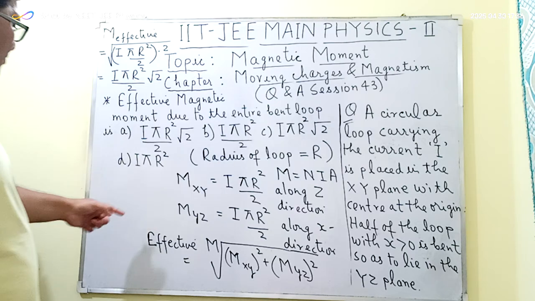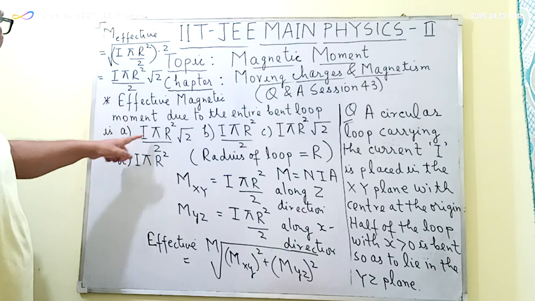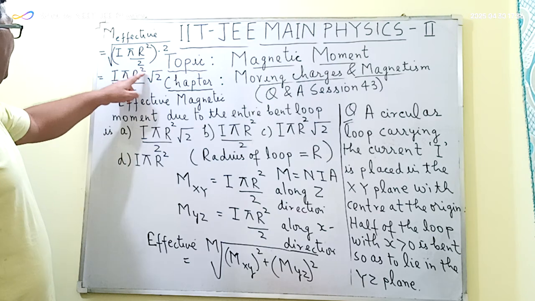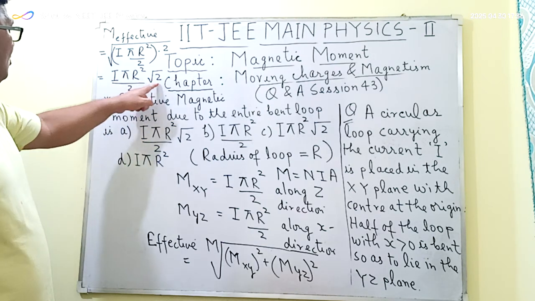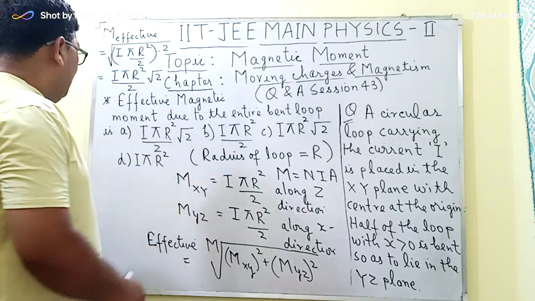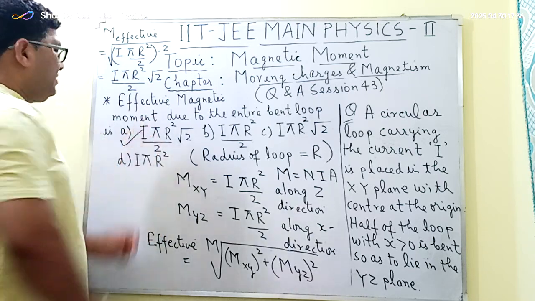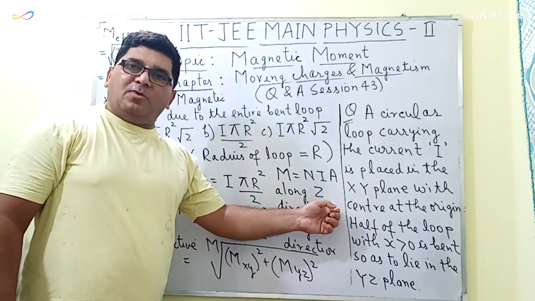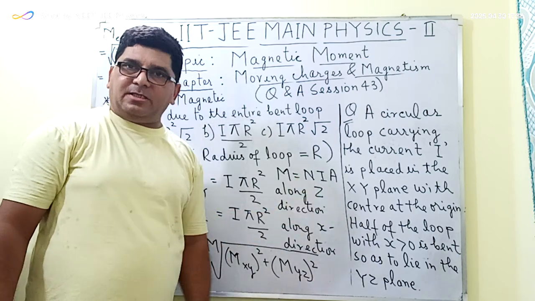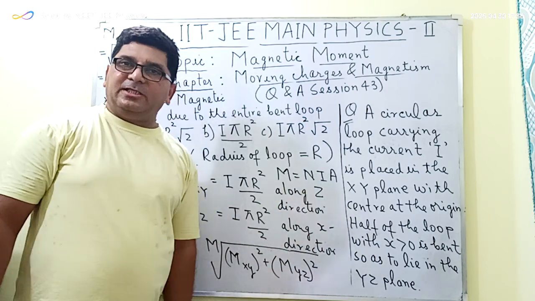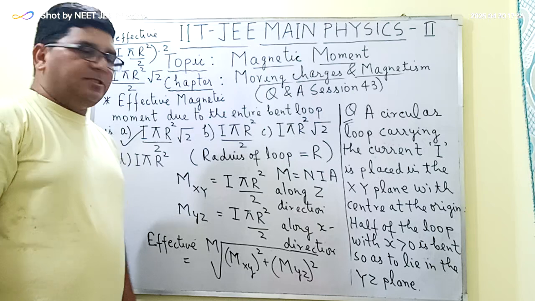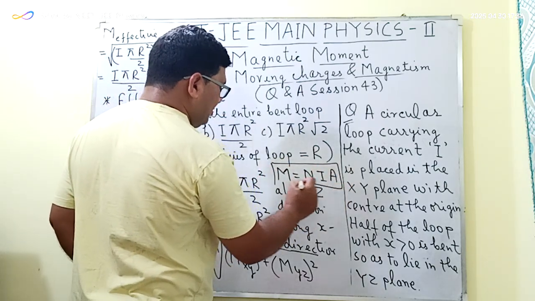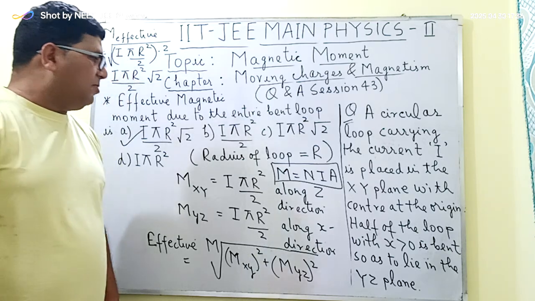So the effective magnetic moment due to the entire bent loop will be equal to I pi r square divided by 2 into root 2. So the correct option here is A. The most important thing in this question was the utilization of the right hand thumb rule in order to find the direction of the magnetic moment, and the second was the utilization of this formula, that is, magnetic moment is equal to N into I into A.